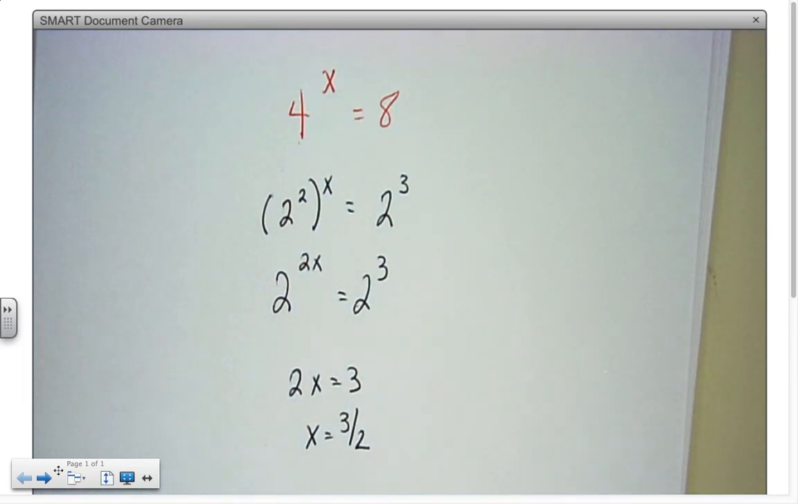All right, you have a sheet to do that has a whole front side with a bunch of practice switching between the forms, and on the back side, some solving practice.